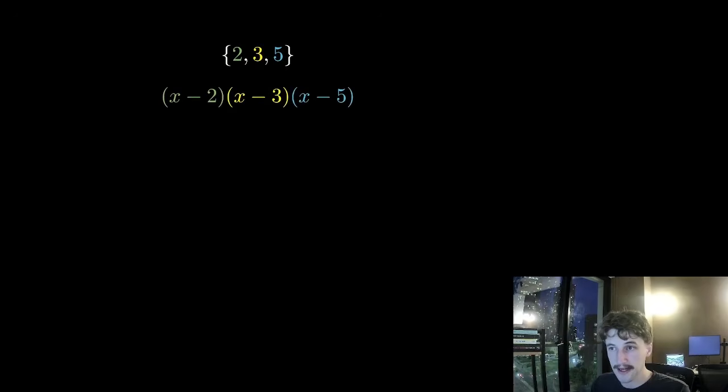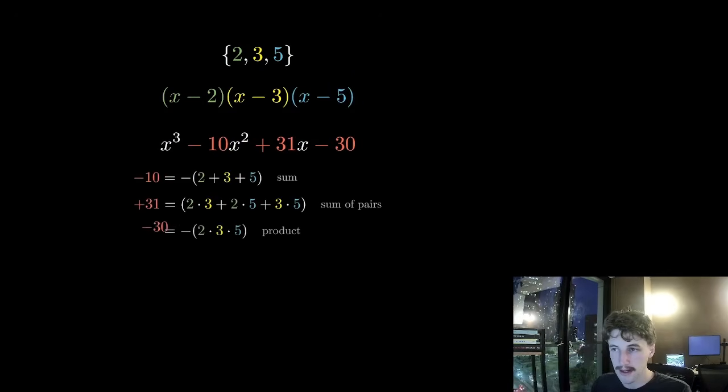Now let's get into bags of numbers. So let's take a bag of 3 numbers, 2, 3 and 5. We can create a polynomial whose roots land at these points like this, and then when we expand the equation out, the coefficients follow the Vieta formulas. So the first coefficient for x cubed will always be 1. The second coefficient for x squared will total the negative sum of all the numbers. The third coefficient for x will be the sum of the pairs of the numbers, so 2 times 3 plus 2 times 5 plus 3 times 5. And the fourth coefficient, the constant, will be the negative product of all the numbers.